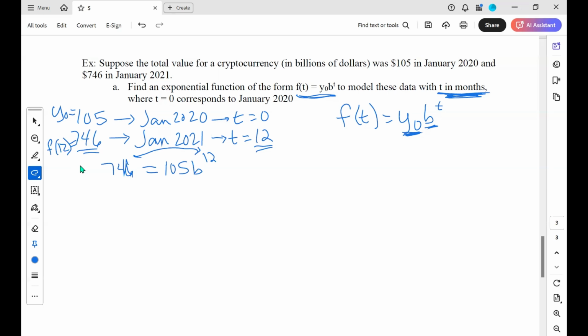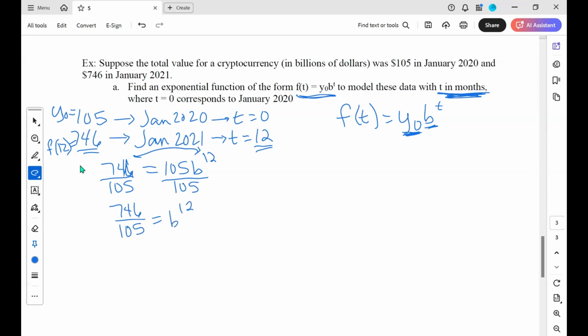So now we need to solve this for b. We're going to divide both sides by 105. Don't plug it in your calculator yet. We'll do it all at once. It'll be a whole lot better. So we've got 746 divided by 105 is equal to b to the 12th.